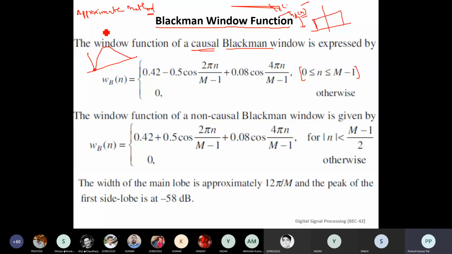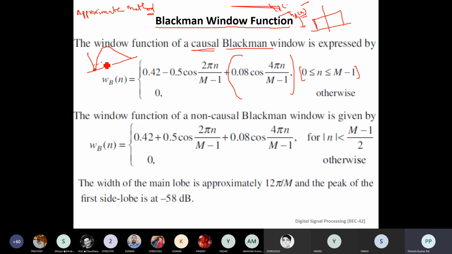But in the previous cases, in the Hamming and Hanning windows, we can see that one was having 0.5 in both cases. If it is 0.5 in both cases, it will again be 0. But in the Blackman window, this is an extra term. In the Hamming and Hanning windows, if we put n equals to 0, there was a magnitude. It was not going to be 0.